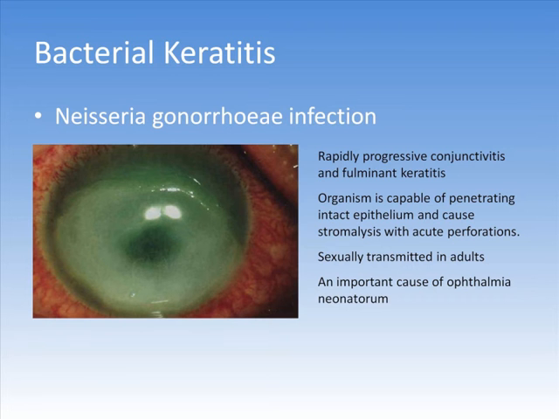In Neisseria gonorrhoeae infection, there is rapidly progressive conjunctivitis and fulminant keratitis. The organism is capable of penetrating intact epithelium and causing stromolysis with acute perforations. It is sexually transmitted in adults and an important cause of ophthalmia neonatorum.